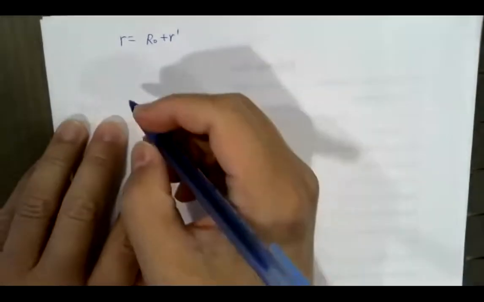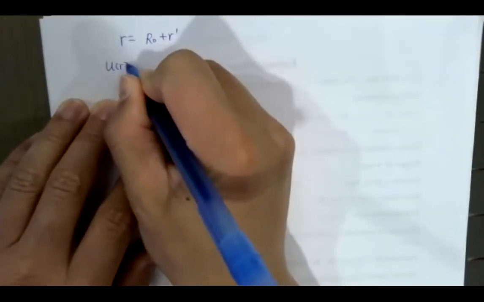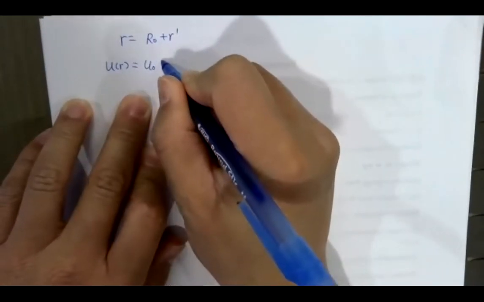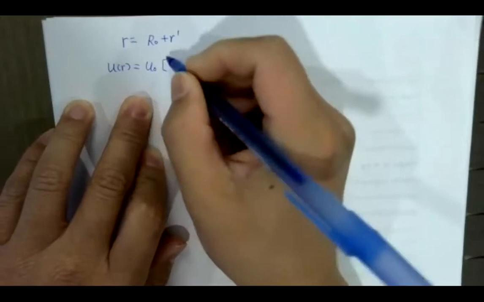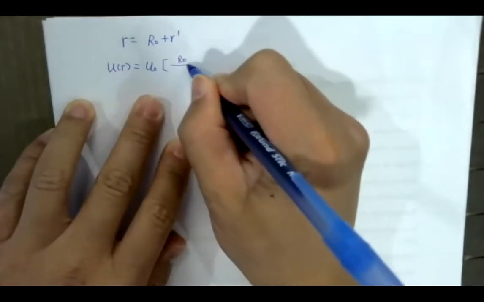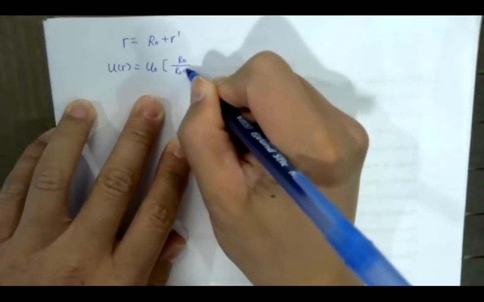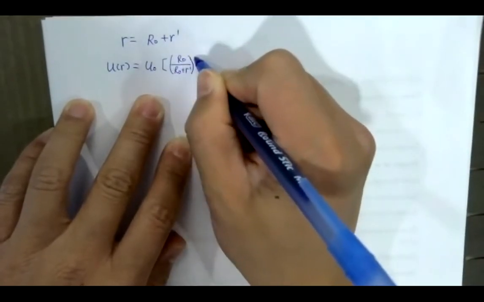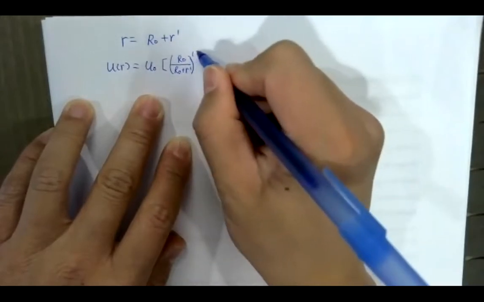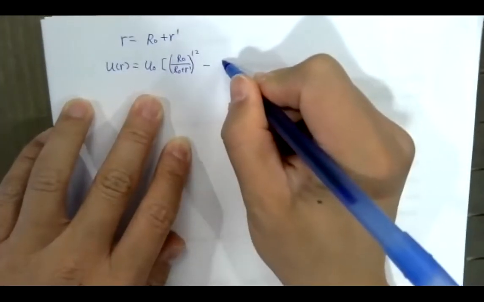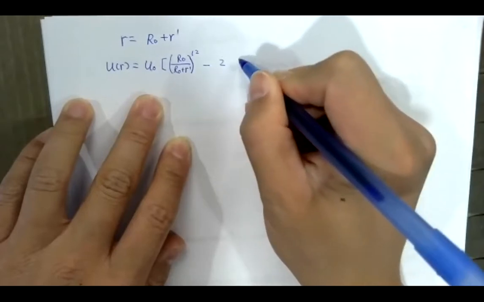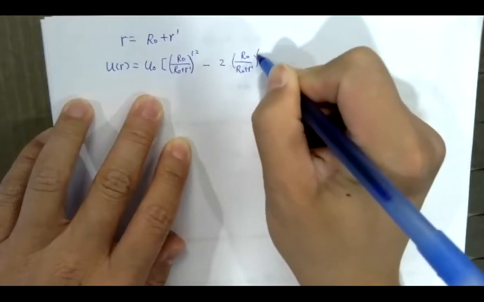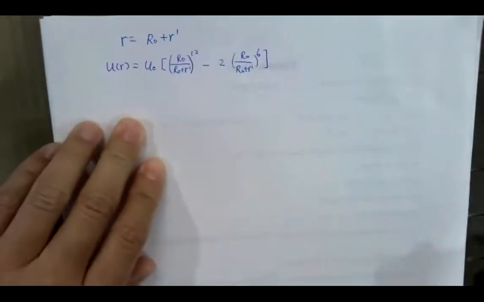So then we can rewrite the potential energy as a constant number u naught times r naught over r naught plus r prime. Okay, the original one is r naught over r. So we can rewrite it that way, to the 12th power, minus 2 times r naught over r naught plus r prime to the 6th power.